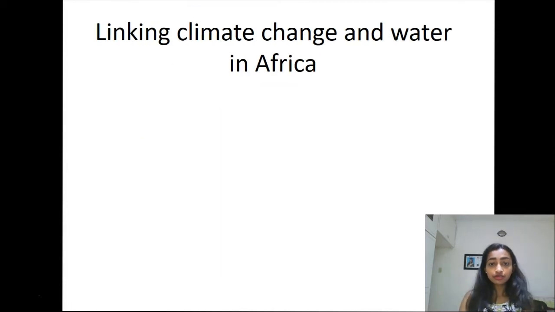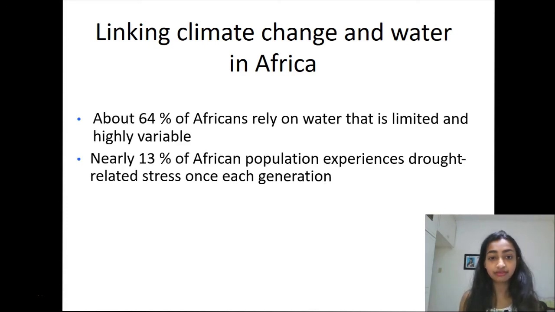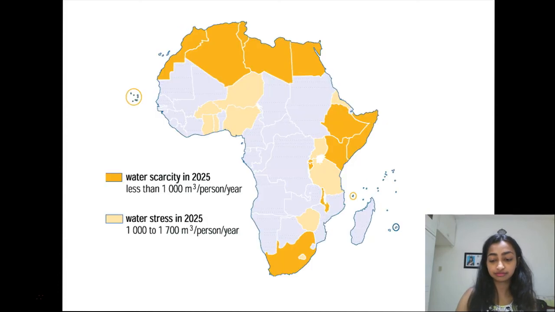So climate change also affects water. And we know South Africa is a water scarce country and that we are in the middle of a drought and that water restrictions have been imposed. About 64% of Africans rely on water that is limited and highly variable. Nearly 13% of the African population experiences drought-related stress once in each generation.